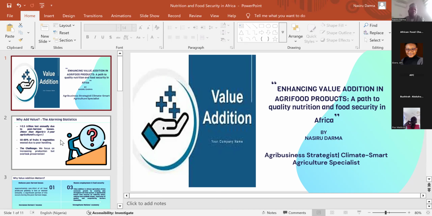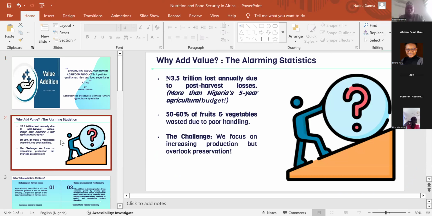So, ladies and gentlemen, before I begin, I want us to pay attention to these alarming statistics. They will paint the actual picture of what is at stake. If you look at these statistics, 3.5 trillion naira, that is Nigerian currency, is lost annually due to post-harvest losses. That is the five-year budget of Nigeria's agricultural sector, and that is just for Nigeria alone.